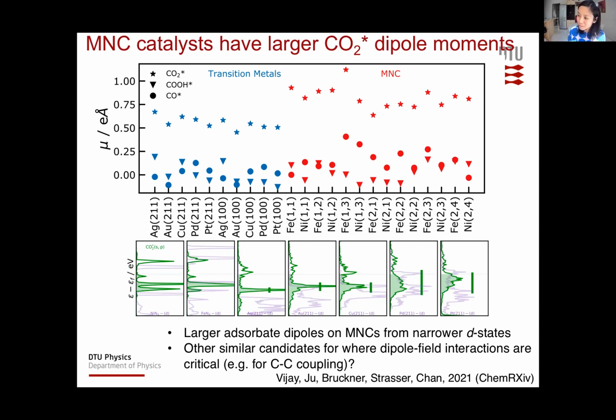The hypothesis that results from this is that perhaps there are other materials with similarly narrow localized electronic states that can be found for other processes where dipole field interactions are decisive. For instance, the CO-CO dimer. We have thus far had no real alternative to copper-based materials in electrochemical CO2 reduction, and perhaps this idea offers us some promise in developing new or more active materials there.